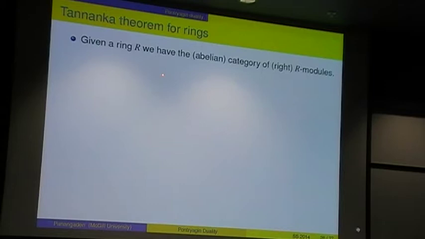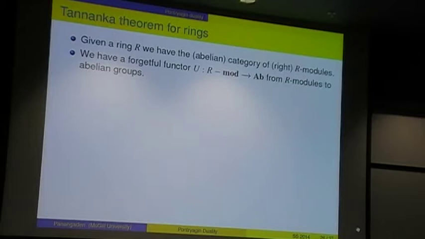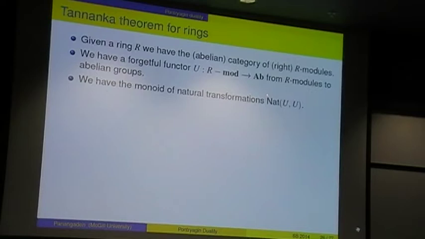So given a ring, we have an abelian category of right R-modules associated with that ring. So I'm not even necessarily taking a commutative ring. We have a forgetful functor from R-modules to abelian groups. Right, you have a forgetful functor that takes you from the R-modules to abelian groups. And now you can look at the natural transformations from that functor to itself.